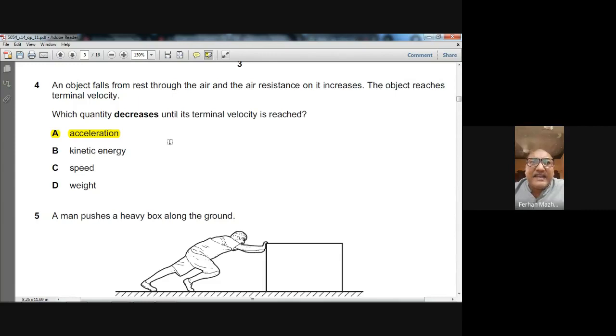So the answer is A. Kinetic energy is not decreasing because its speed is increasing. The kinetic energy depends upon the speed, so the kinetic energy will increase. Speed is increasing. Weight does not change during the fall. So A is the choice.